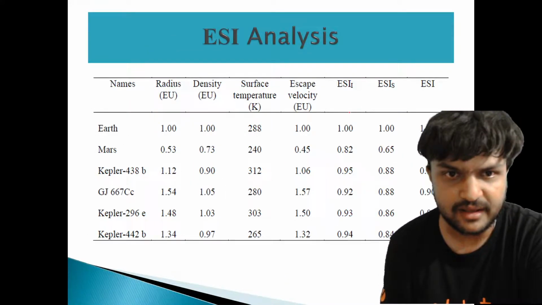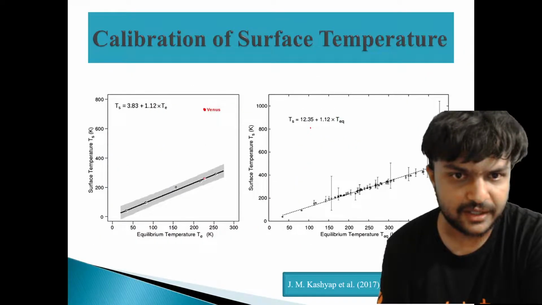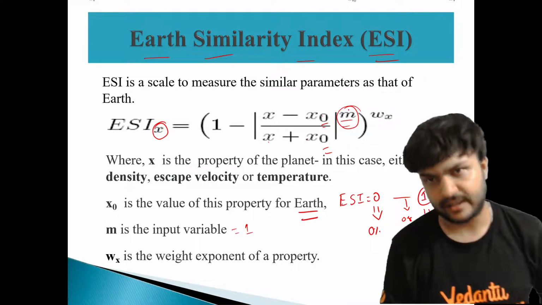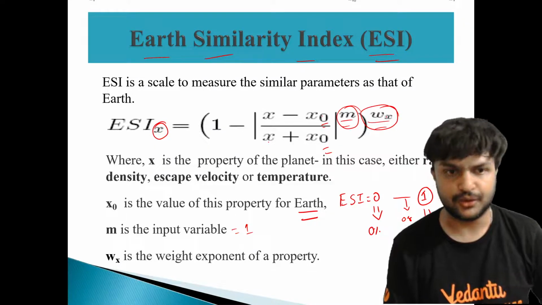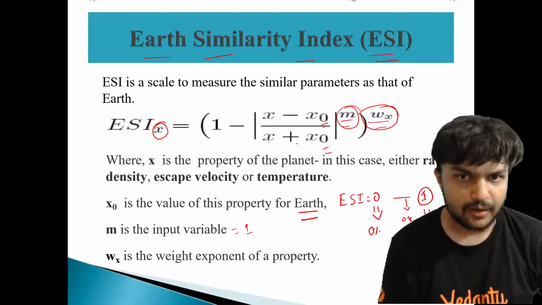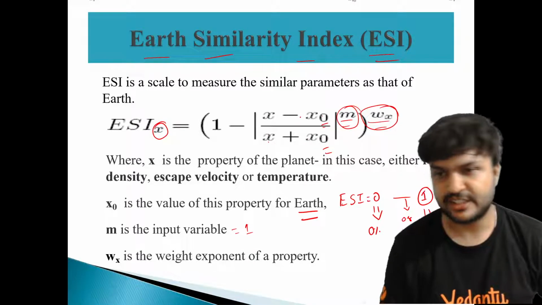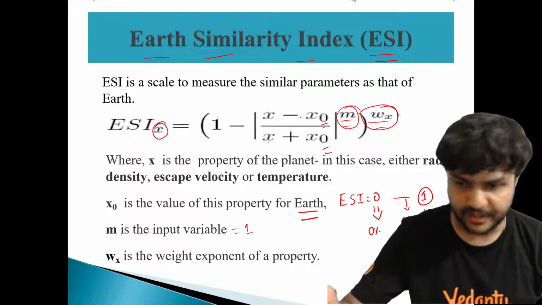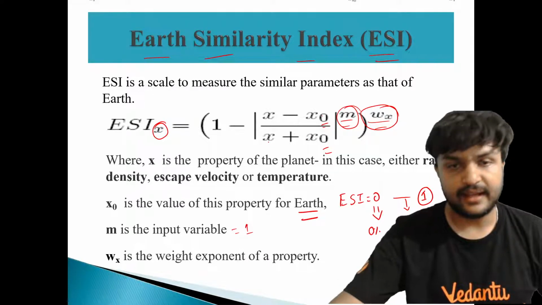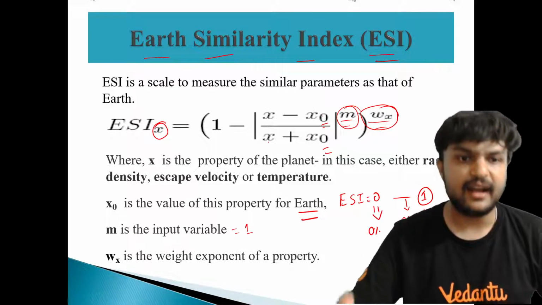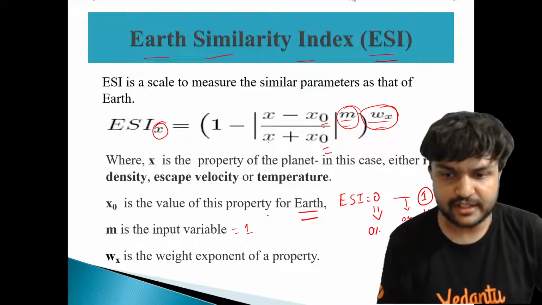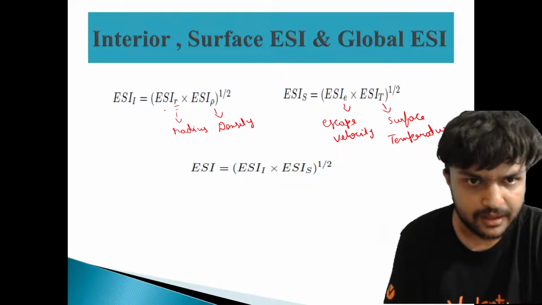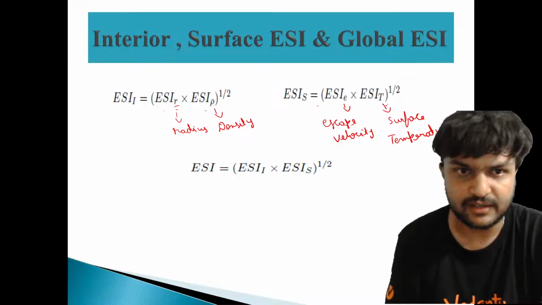For example, the weight exponent of a particular parameter for Earth can be measured and given to you in the question as an input. Then you will say this is this much, the size of the exoplanet is similar to Earth. Then you do the same thing for density, escape velocity and surface temperature. So when you take the geometrical mean of all the 4, radius, density, escape velocity, surface temperature, you can write it like this.